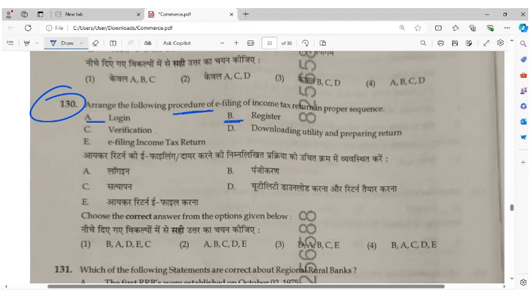After you register, get a login, and after the login you have to download the utility, prepare the return, and after that you have to verify the e-filing of the income tax. The verification is the last step and the registration is the first step, so you can easily mark the first option.